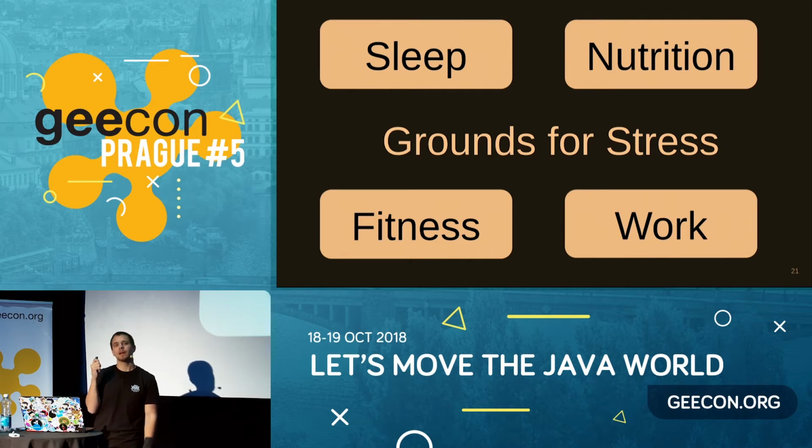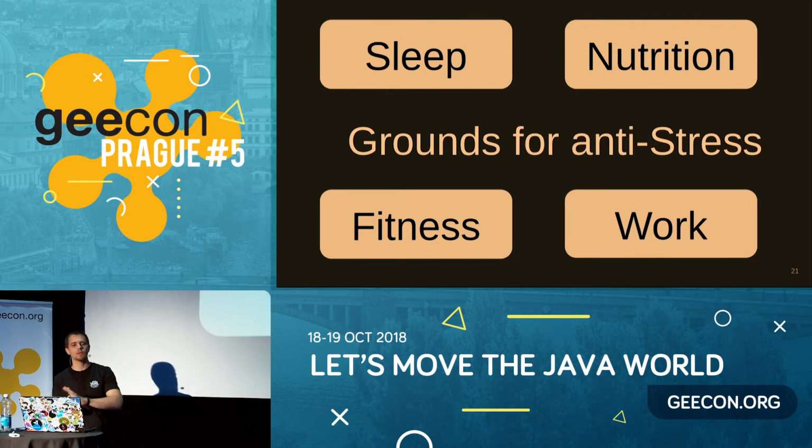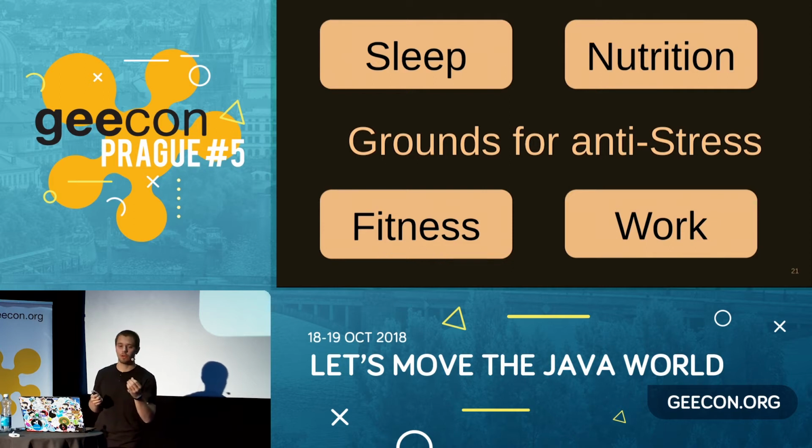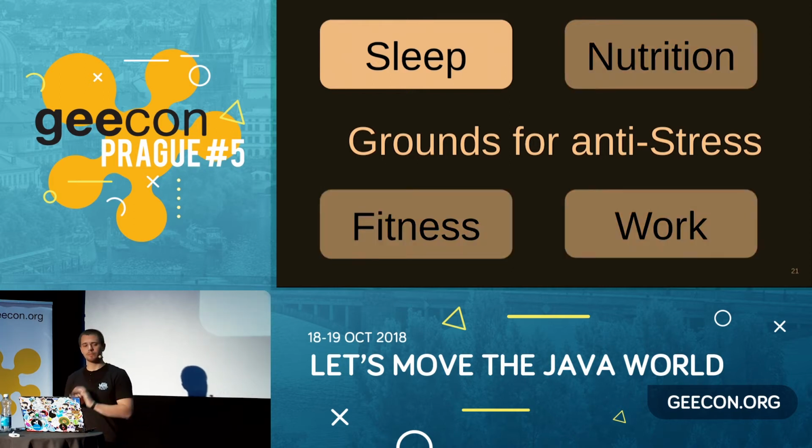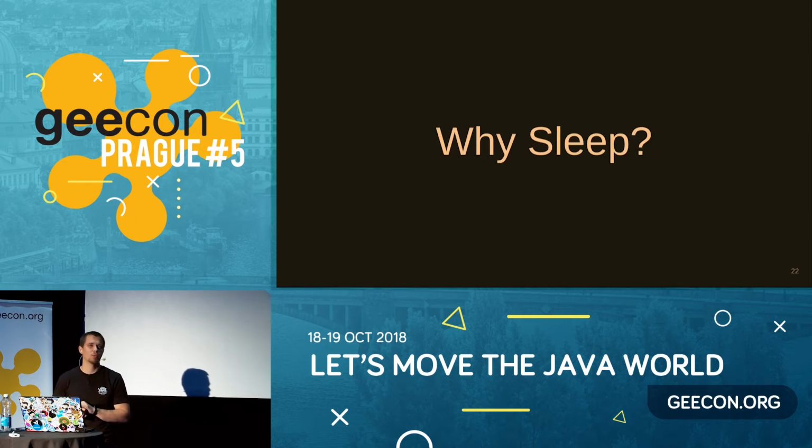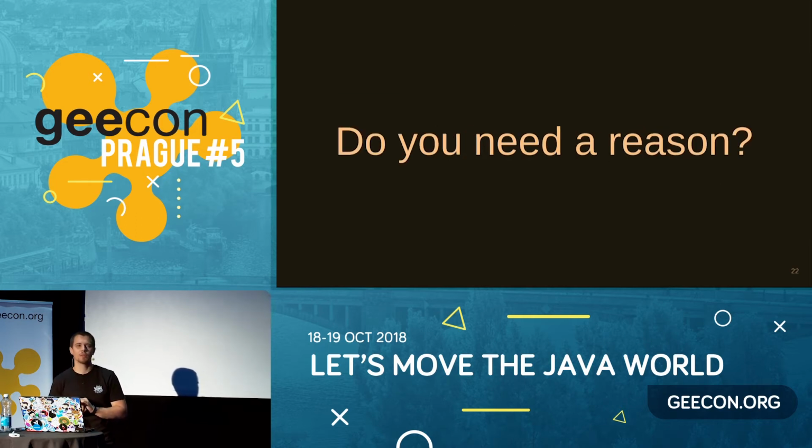But the thing is, I don't like thinking in negative terms, so let's approach it from the perspective of it being an opportunity, the grounds for anti-stress that we can actually tackle and think of. So, let's start with sleep. You might be asking yourself, why do we even need to talk about sleep? And I would reply, do you really need the reason? I would love to have some sleep right now.